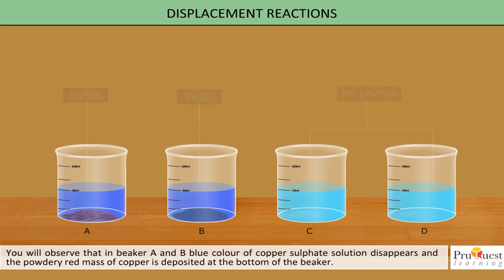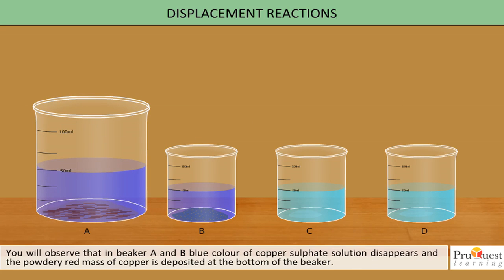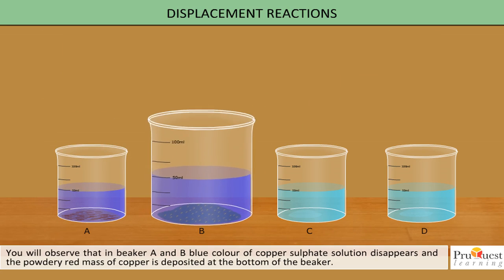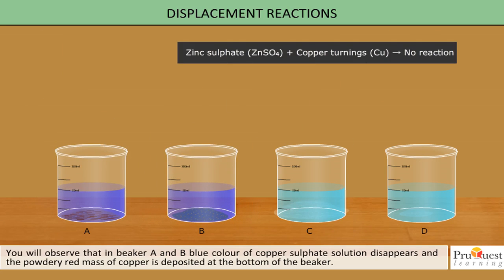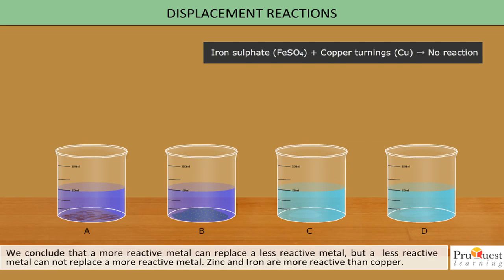You will observe that in beakers A and B, the blue color of copper sulfate solution disappears and a powdery red mass of copper is deposited at the bottom of the beaker. We conclude that a more reactive metal can replace a less reactive metal, but a less reactive metal cannot replace a more reactive metal. Zinc and iron are more reactive than copper.